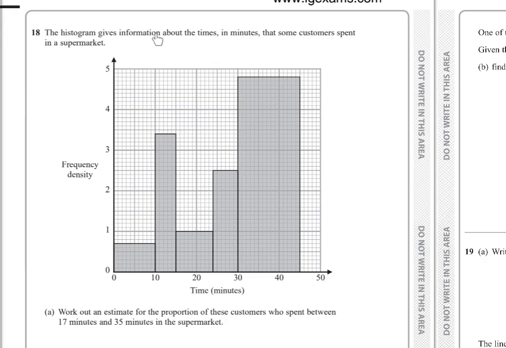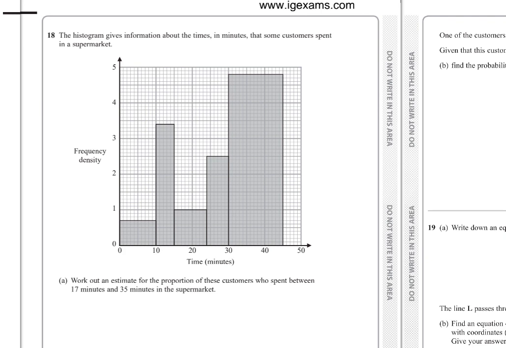The histogram gives information about the times in minutes that some customers spend in a supermarket. Work out an estimate for the proportion of these customers who spend between 17 minutes and 35 minutes. To find the proportion, we need the number between 17 and 35 over the total number. To find the total number, the area of each rectangle represents the number of customers.